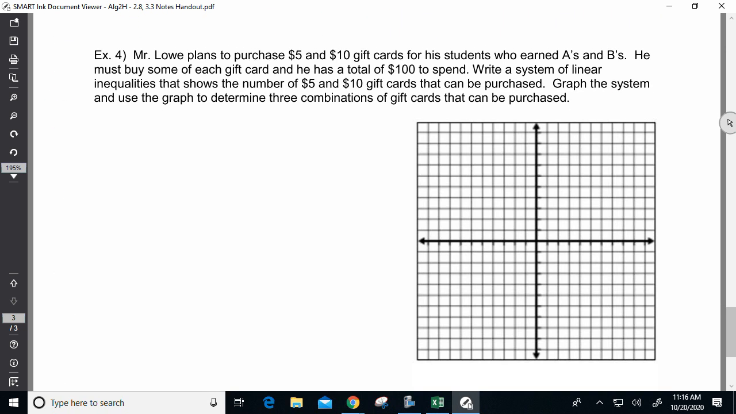Alright, example 4. Mr. Lowe plans to purchase $5 and $10 gift cards for his students who earned A's and B's. He must buy some of each gift card, and he has a total of $100 to spend. Write a linear system of inequalities that shows the number of $5 gift cards and $10 gift cards that can be purchased. Graph the system and use the graph to determine 3 combinations of gift cards. So, there are 2 types of gift cards that I can buy. $5 and $10.